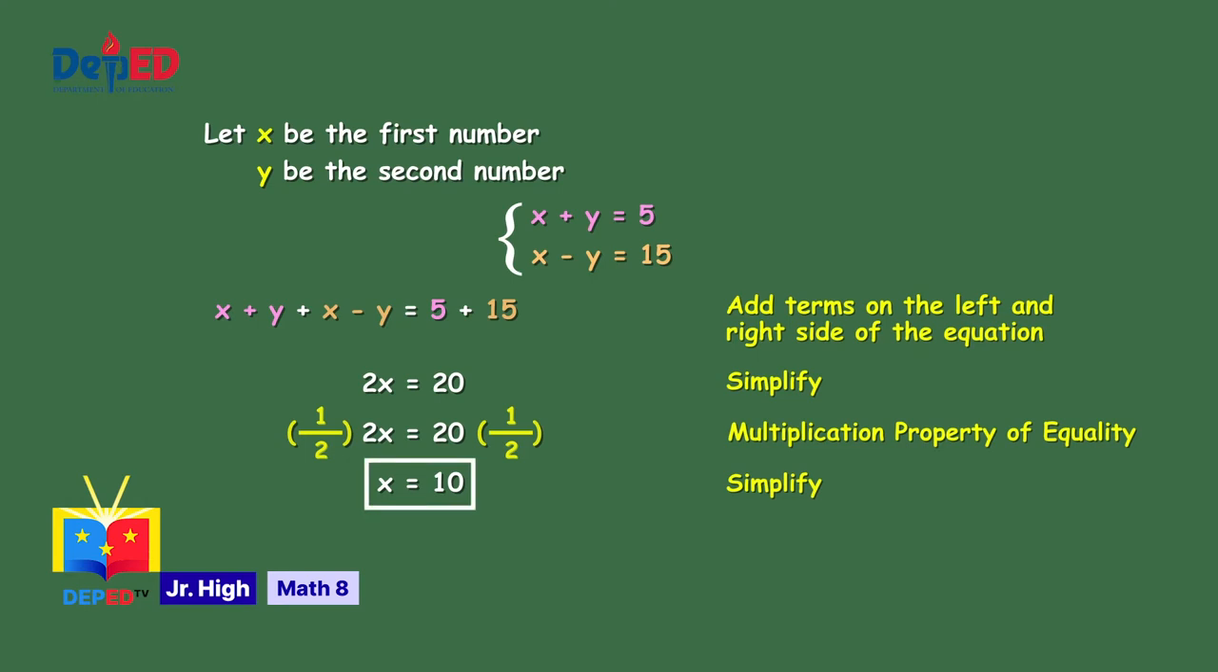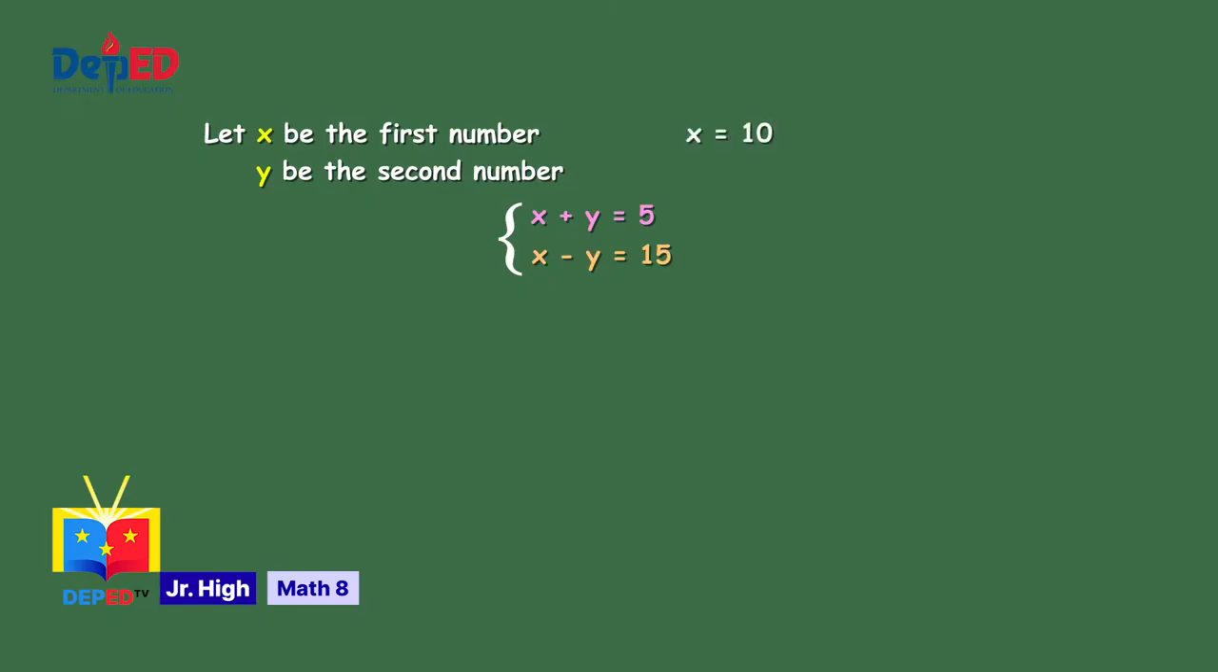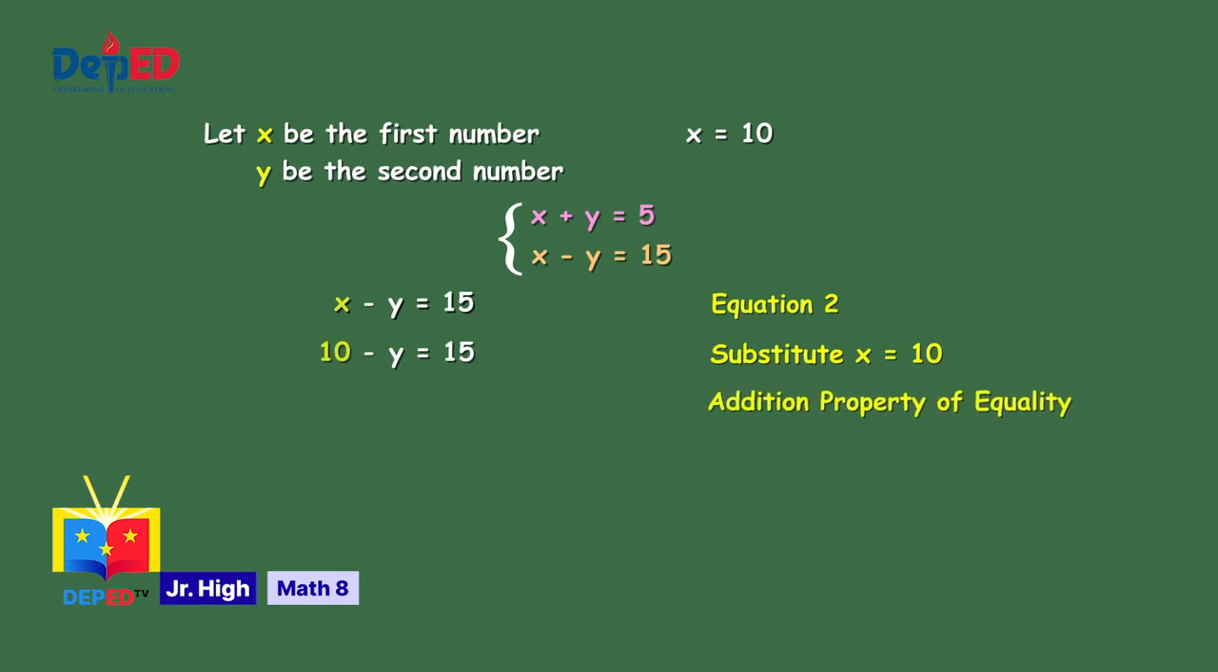Now, what is the value of y? We can substitute 10 to x in any of the given equations. So let us use the second equation, x minus y equals 15. 10 minus y equals 15. With the addition property of equality, this will be negative y equals 15 minus 10, or 5.